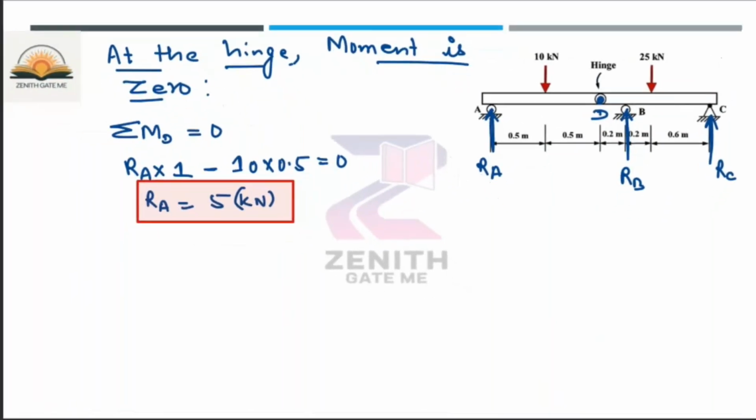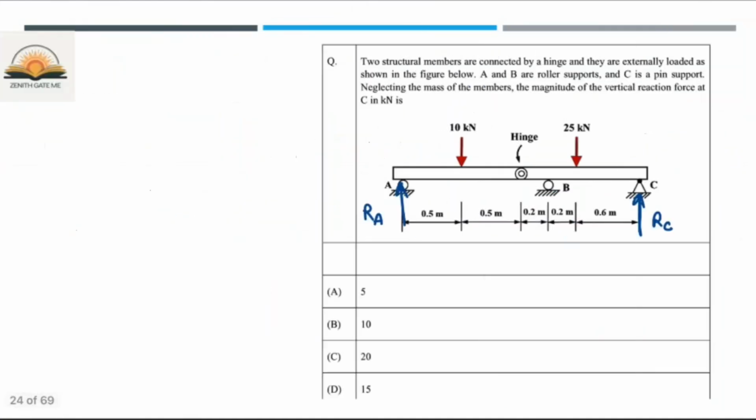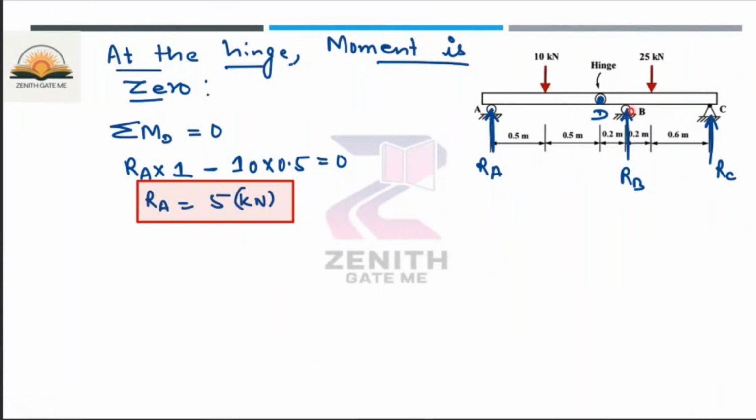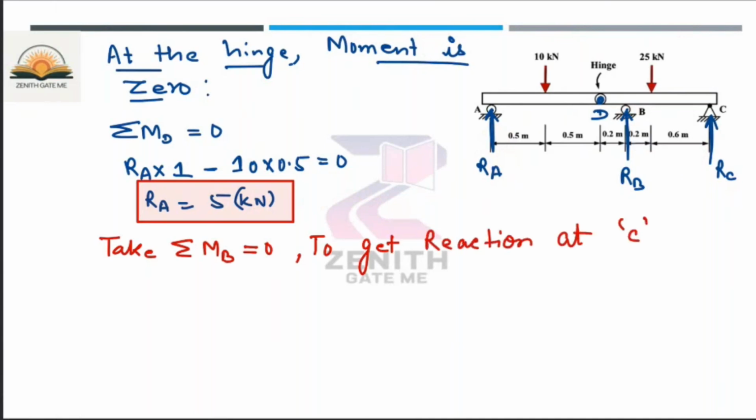Fine. So now RB and RC you have to calculate. To get the value of RC, because what is the question? You have to calculate the vertical reaction at C. Now, if you take the moment about the B point as 0, as you know that RA is already 5 kilonewton, then you can easily get the value of RC. So I will take summation of moment about B is 0 to get the reaction at C point.